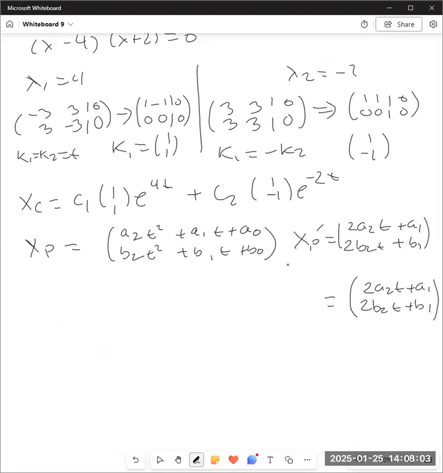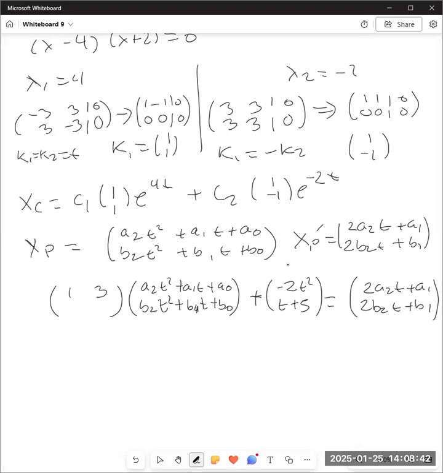and then this was negative 2t squared and t plus 5 being added to 2t squared plus a1t plus a0, b2t squared plus b1t plus b0. Coefficient matrix here is 1, 3, 3, 1.